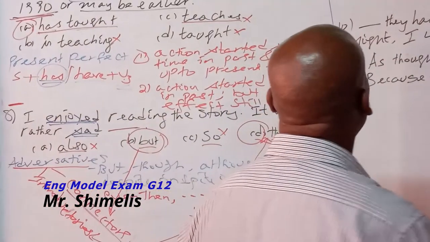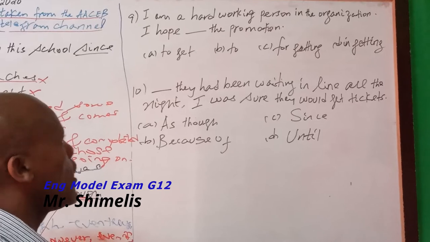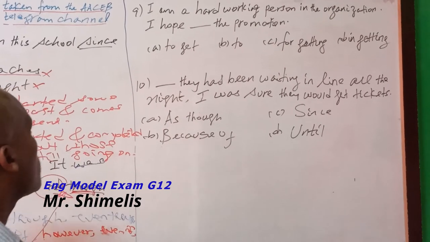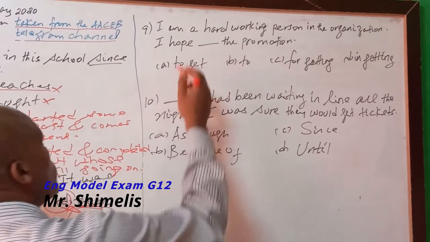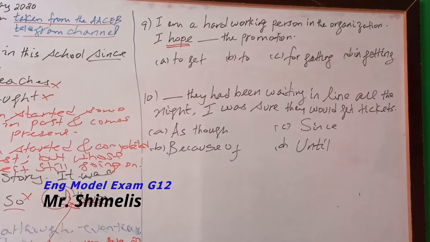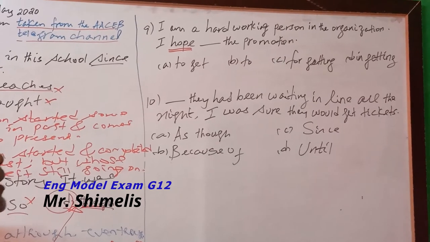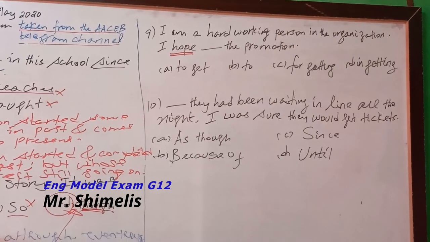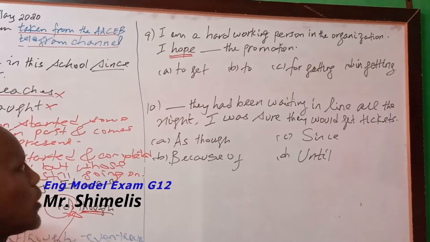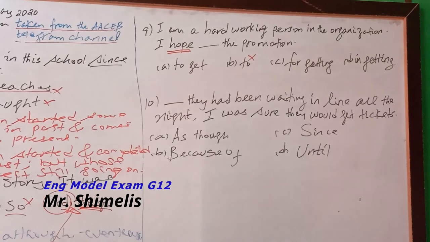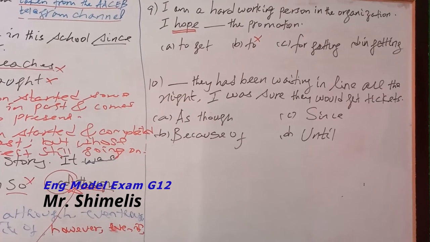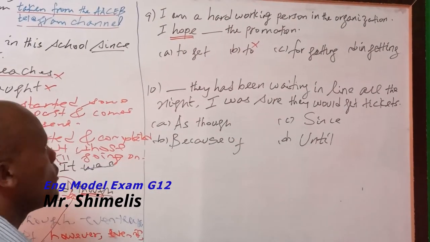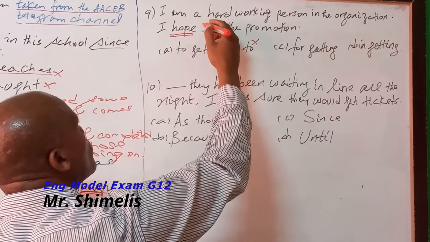Let's continue to question number 9. I am a hardworking person in the organization. I hope dash the promotion. This question is like the question we have seen with the verb avoid in the previous section. So the question here is, what kind of verb pattern follows the verb hope? Is it gerund, is it participle, or infinitive? We have all here, as you can see. We have all except choice B, which we automatically omitted because it doesn't fit the structure. The rest can be compared. So what kind of verb pattern do we use after hope? After hope, we use the infinitive, okay?